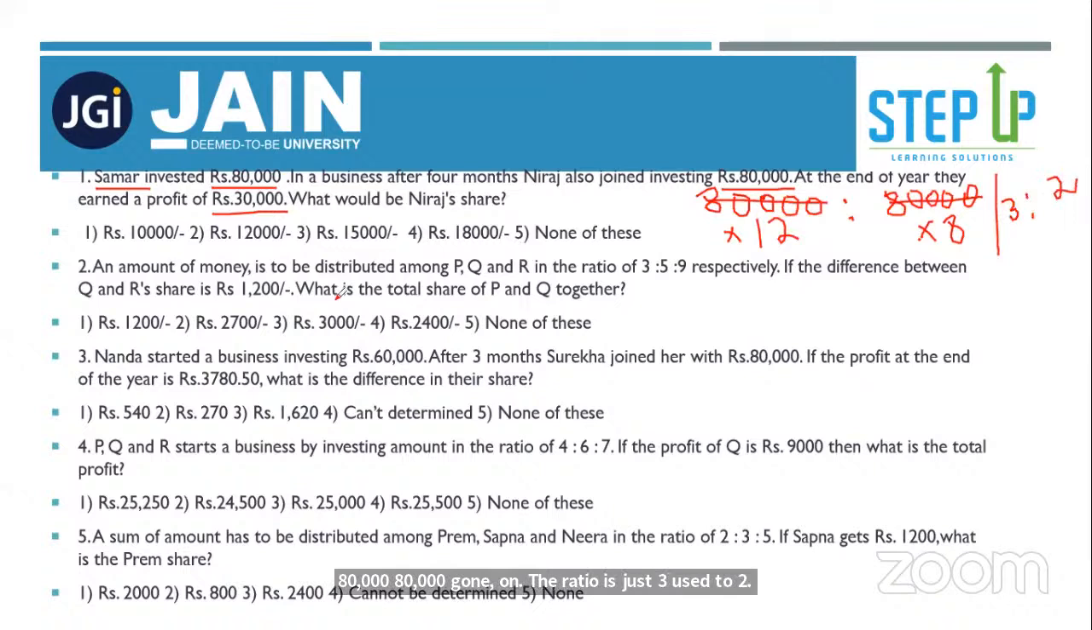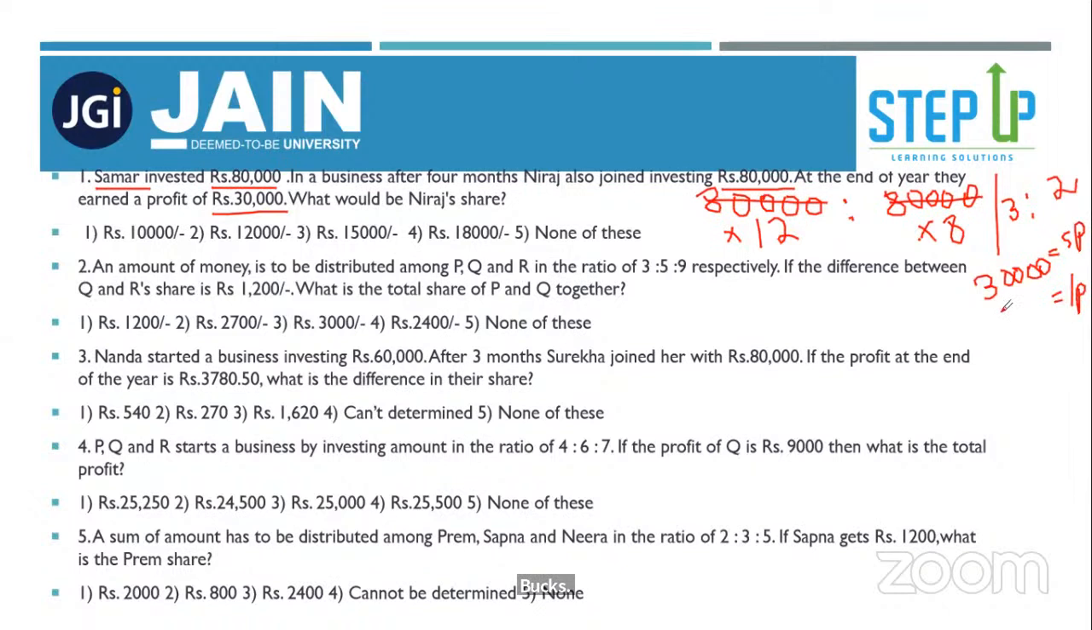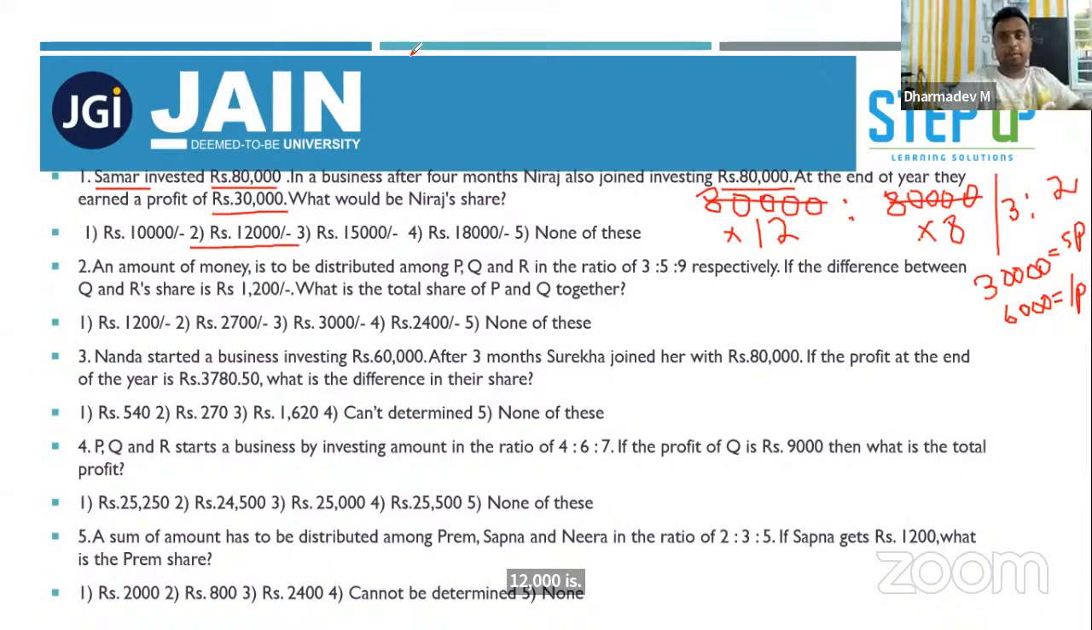Okay, what is Neeraj's share? 30,000 was their complete share. At the end of the year, they got a profit of 30,000. So 30,000 is the share of A and B together. So 30,000 is equal to 5 parts. Then one part equals 6,000. Now I want to find for Neeraj. Neeraj is 2 parts. So 6 into 2, 12. So 12,000 is the answer. Any doubts in this question?